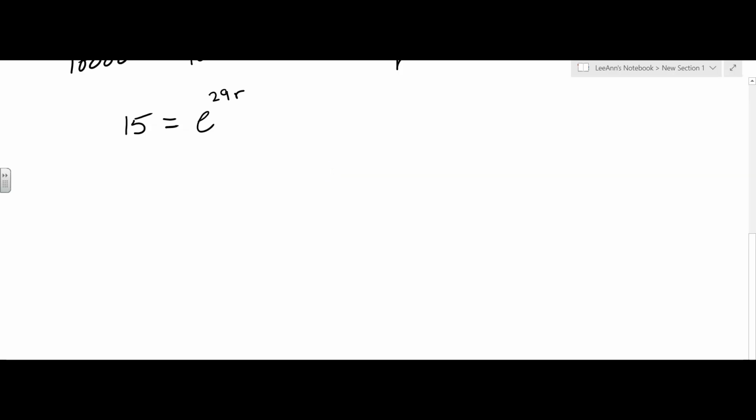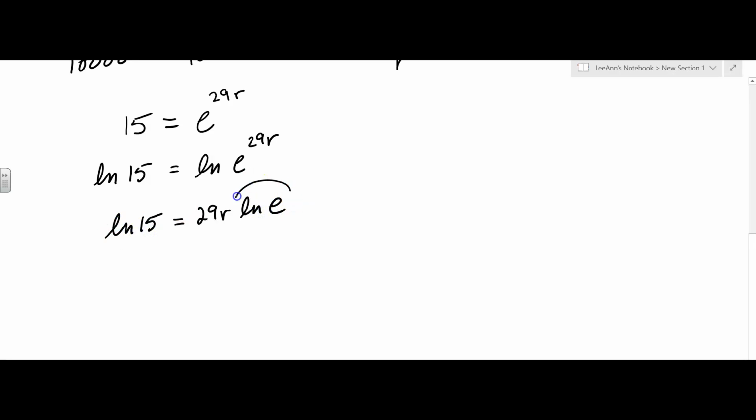Now, how are we going to solve this? I'm going to use a natural log. So if I take the natural log of both sides, natural log 15 equals natural log e to the 29r. Well, on the right, you could say 29r times natural log e, but natural log e is just equal to 1. Okay. So that's the great thing.